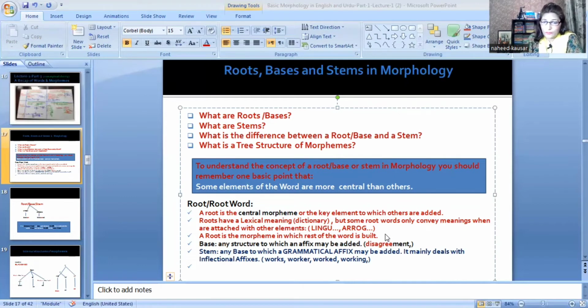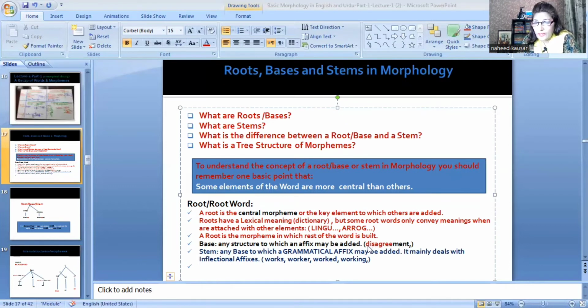And then coming to the point of base: any structure to which an affix may be added. Like I have given the example of disagreement here, and disagree is written in red ink and ment is written in the black one. If you consider this word, disagreement, you will see that we can further divide disagree into dis and agree. This will be considered as the affixation, which is categorically a prefix and is put at the beginning of the root word. And then after this disagree, the ment component is put as the suffix.